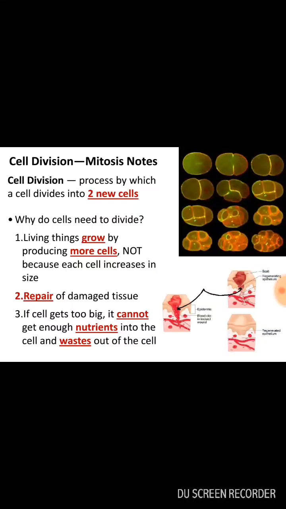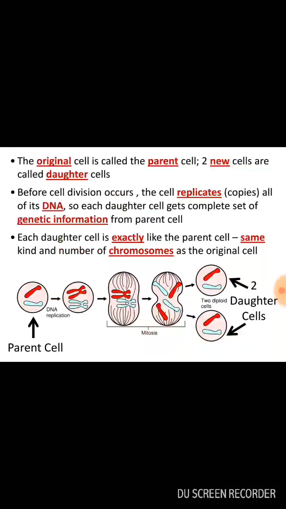The cell needs to divide for growth because we all know that living things keep on growing. So in order to continue the process of growth, more cells are required. Second is to repair any kind of damaged tissue. And thirdly, if the cells are too big, it will not be enough for them to produce the nutrients and to dispose of the wastes.